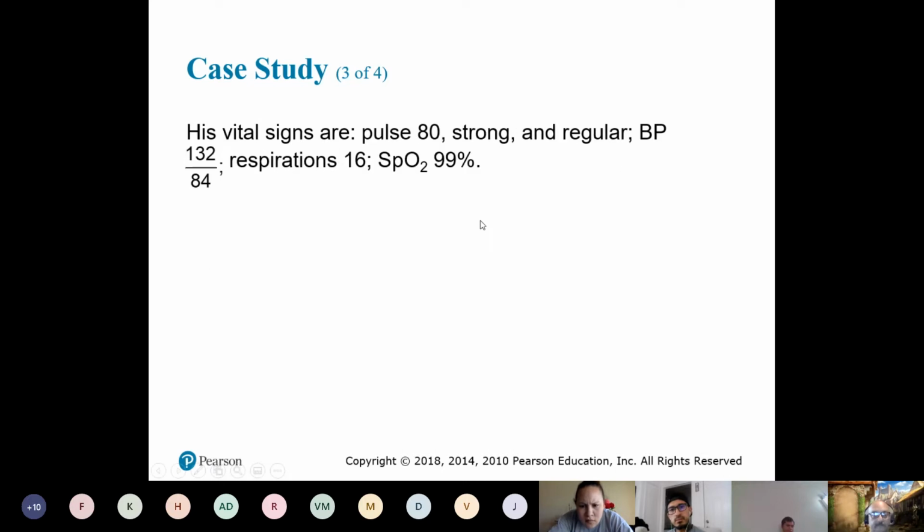All right. His vital signs are pulse of 80, strong and regular, BP of 132 over 84, respirations of 16, and pulse ox of 99%. What do you think? He seems to be stable.